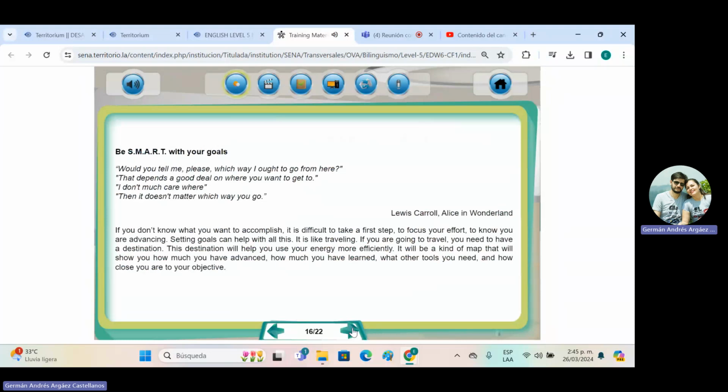If you don't know what you want to accomplish, it's difficult to take a first step, to focus your effort, to know you're advancing. Setting goals can help with all this. It's like travelling. If you're going to travel, you need to have a destination. This destination will help you use your energy more efficiently. It will be a kind of map that will show you how much you've advanced, how much you have learned, what other tools you need, and how close you are to your objective.